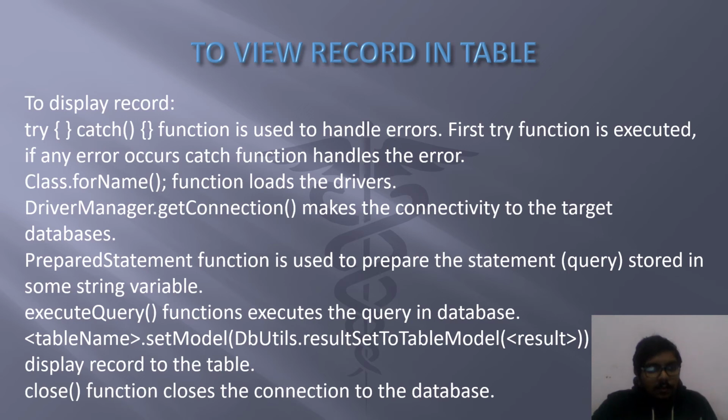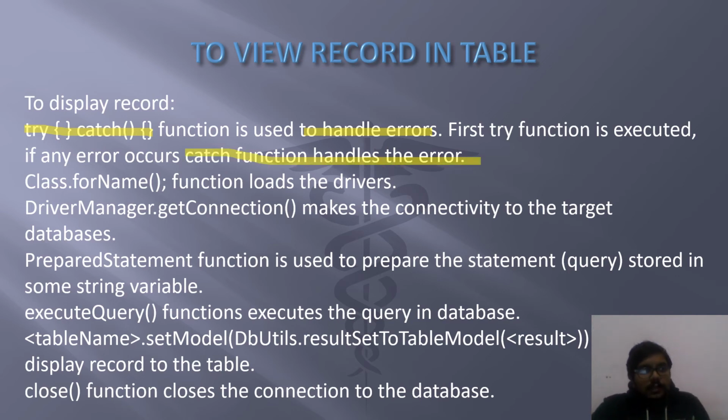To display records in the application, these functions are used. First I will explain the try and catch function. This function is used to handle errors. First the try block is executed. If any error occurs, then the catch block handles the error.